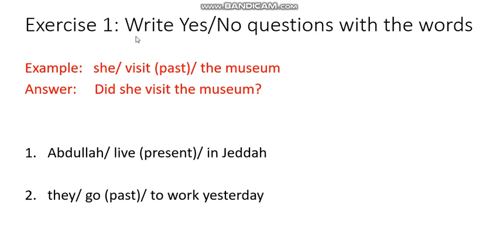Okay, let's do a little practice. Are you ready? In the first exercise, I want you to write yes and no questions with the words. Let's look at the example. The example here, we have she, our subject, visit, in the past, which is our main verb, and then the rest of the sentence, the museum. So our answer is did, remember past, did she visit the museum? Our base verb stays the same here.